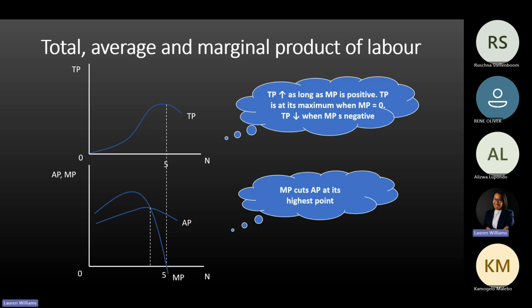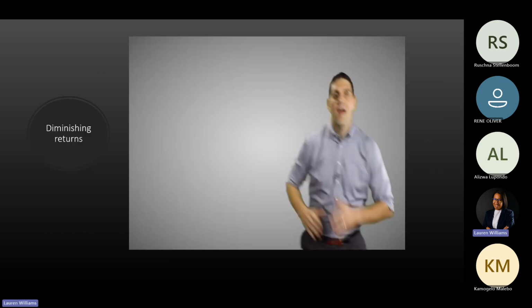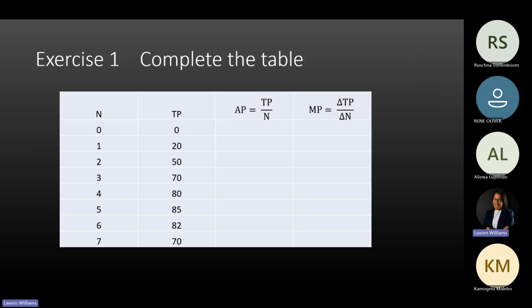And then finally, your total product hits its maximum and then starts to decline. So we're just building on this law the whole time, but it's basically telling you what you see. And then there's a video that you can listen to. So in terms of the table, this is on average what you should expect in the exam.